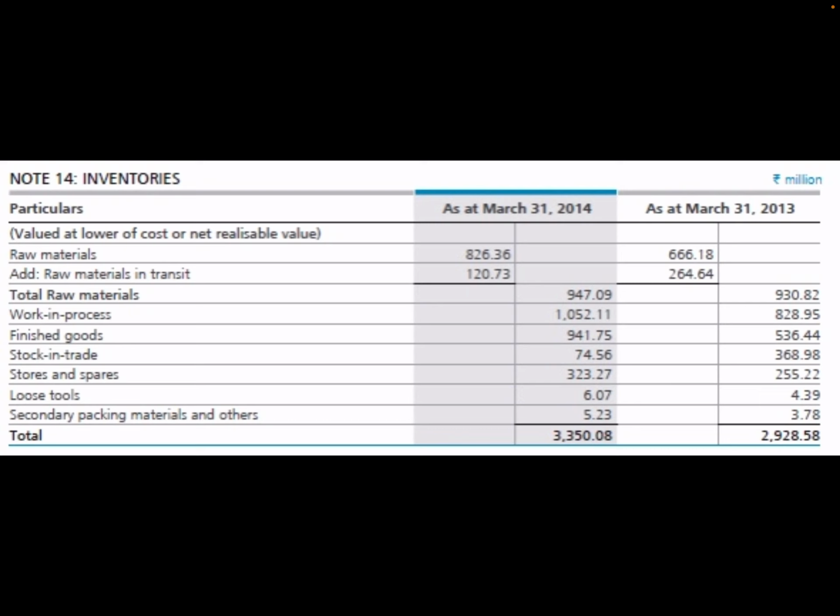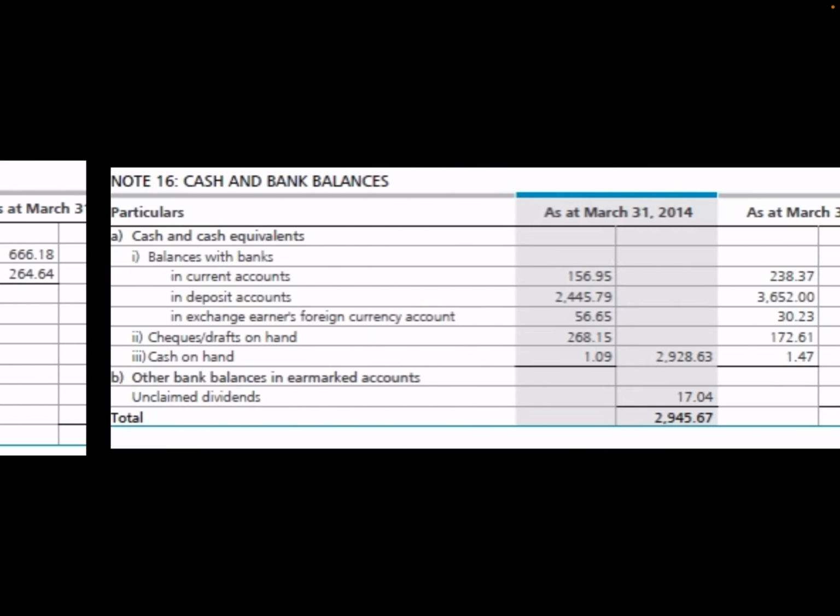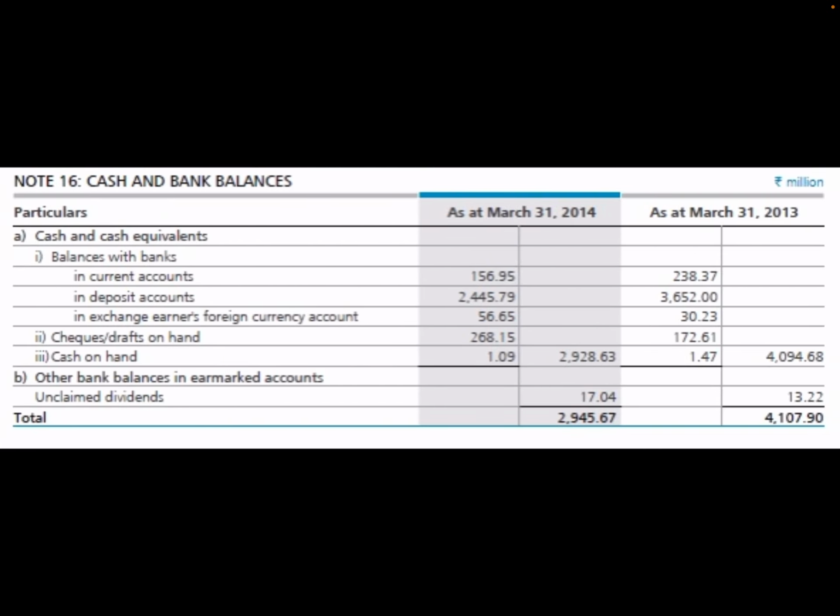Cash comprises cash on hand or cash on demand. Cash equivalents are short-term, highly liquid investments with a maturity date of fewer than 3 months from the acquisition date. This stands at rupees 294.5 crores. Note 16 associated with cash and bank balance is shown here. As you can see, the company has cash parked in various types of accounts.